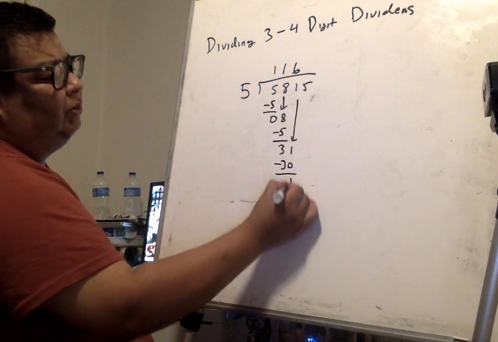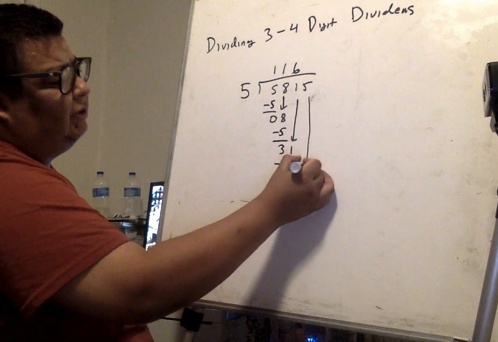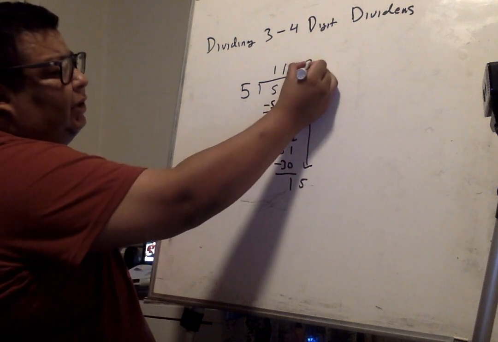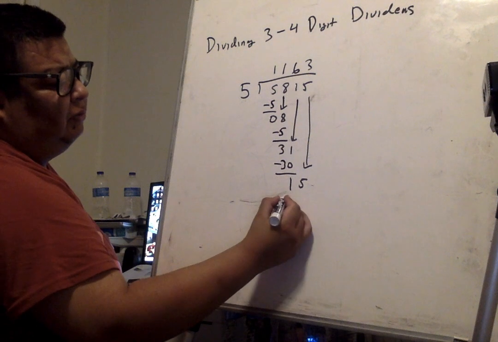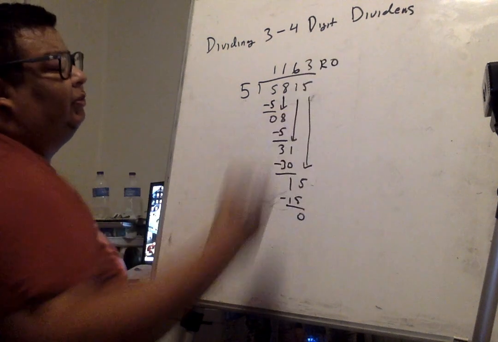31 minus 30, 1. Does 5 goes into 1? No. We bring down the last digit. 15. Does 5 goes into 15? Yes. 3 times. 15 minus 15, 0. So remainder is 0.